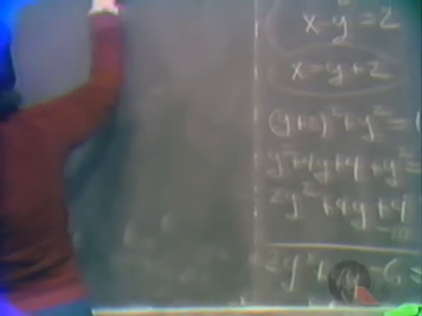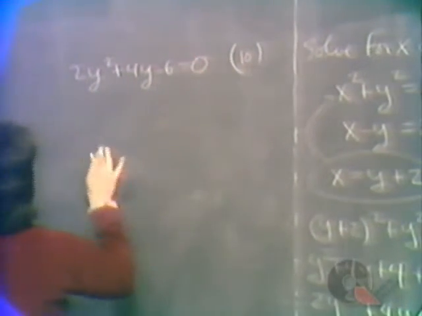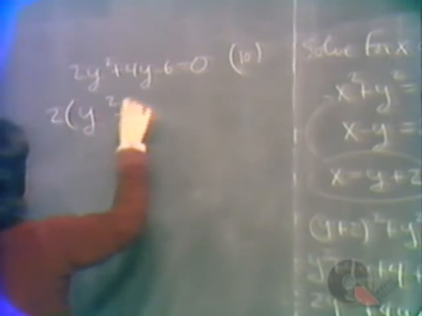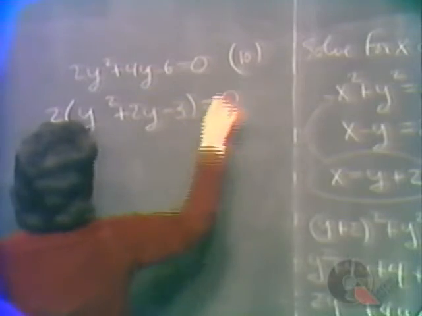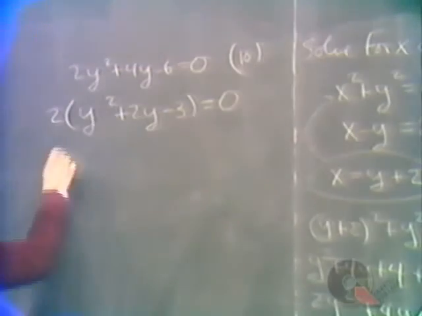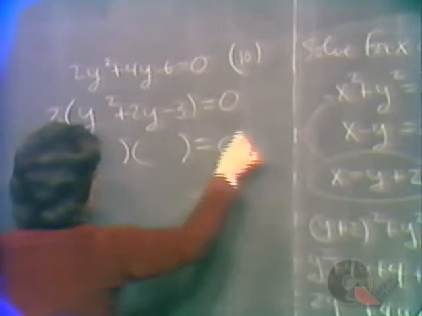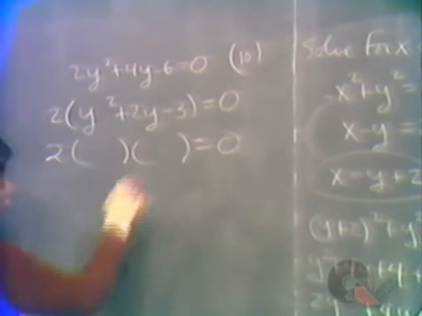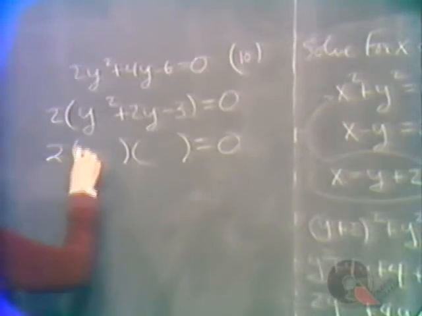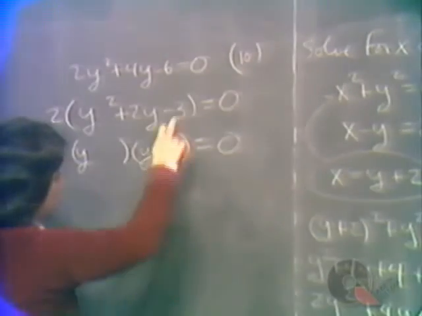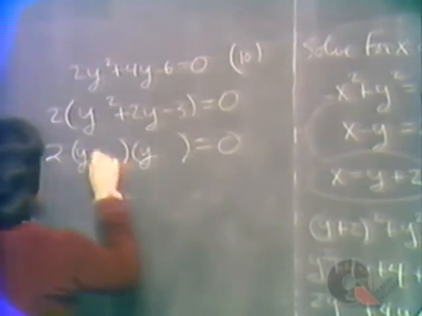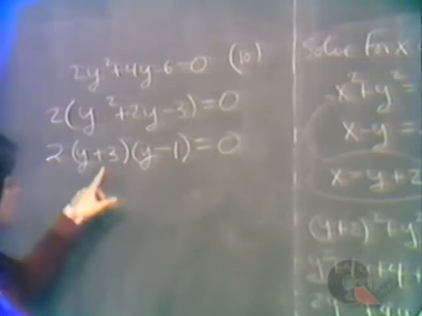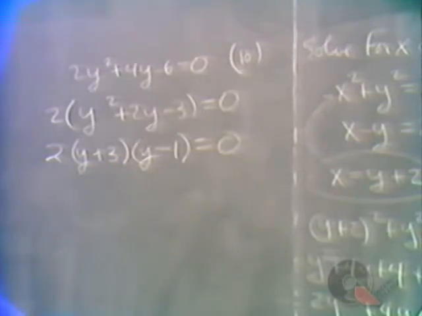We can then factor out a common factor of 2, leaving us with y squared plus 2y minus 3 equals 0. This quadratic expression can be further factored into two binomials. We're looking for two integers which multiply to minus 3 and add to plus 2. That's plus 3 and minus 1, giving us y plus 3 times y minus 1.